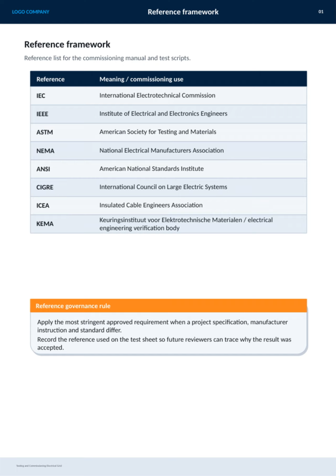Other significant bodies include ASTM, known for materials testing standards, NEMA, which focuses on electrical manufacturers, and ANSI, which oversees national standards. We also rely on organizations like SIGER for large electric systems, ICA for insulated cable engineering, and KEMA, which acts as a verification body for electrical engineering materials. When there are discrepancies between project specifications, manufacturer instructions, and standards, we always apply the most stringent approved requirement. It's essential to document the specific reference used on each test sheet, ensuring clear traceability for future reviews and audits.